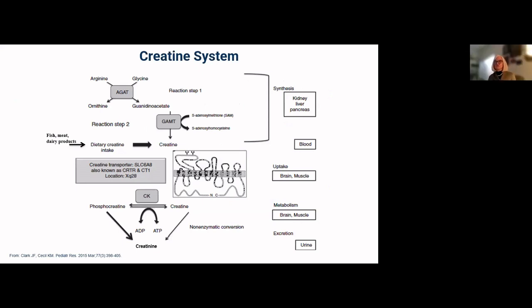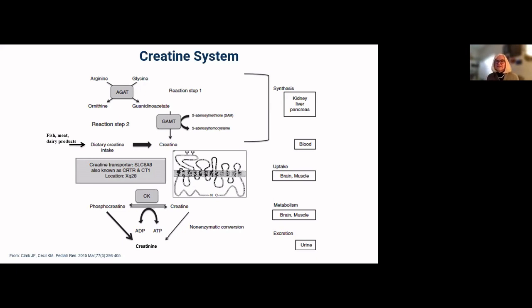Creatine is synthesized endogenously, but also it's introduced from the diet. The major sources of creatine from the diet are fish, meat, and dairy products. The endogenous synthesis occurs in kidney, liver, and pancreas, and starts from arginine and glycine.